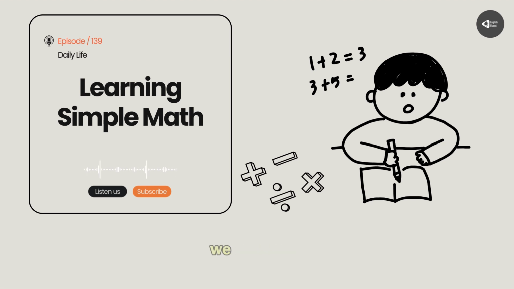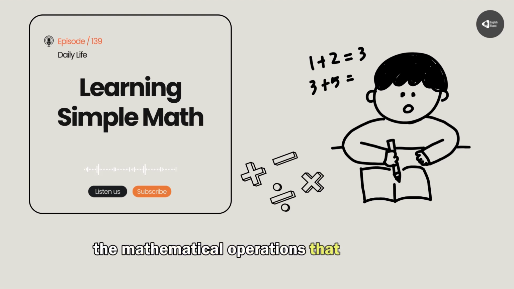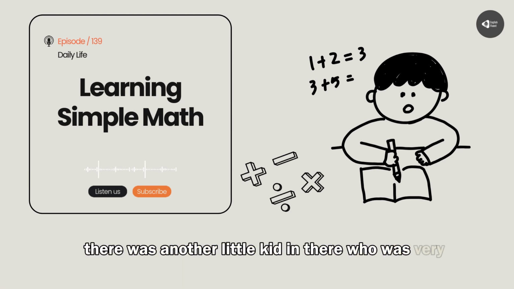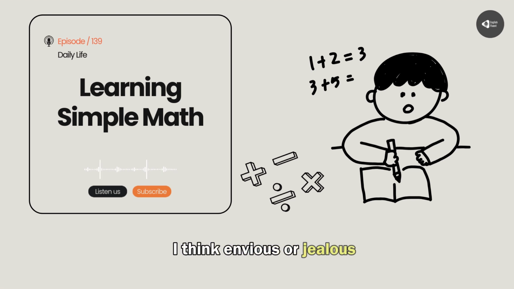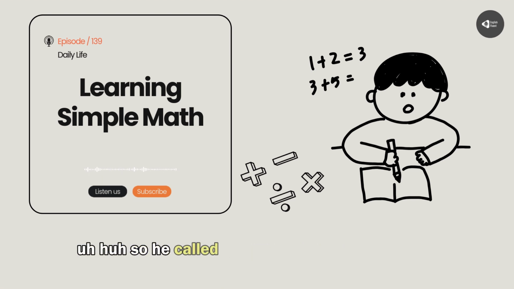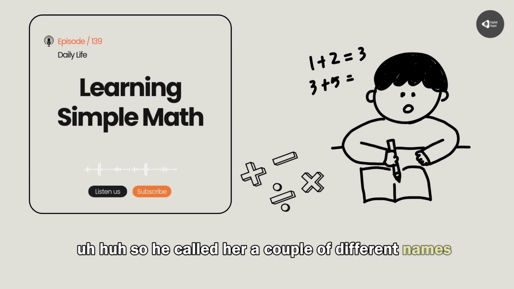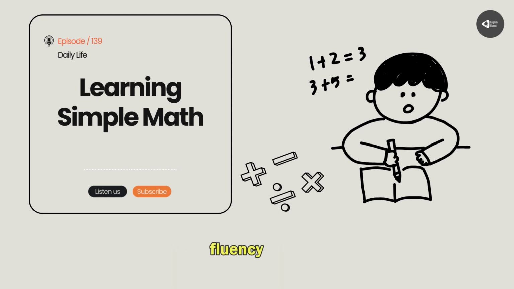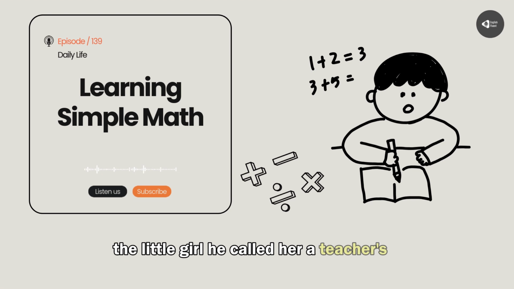Okay, so we understand the mathematical operations that we saw here. Very easy. But now there was another little kid in there who was very, I think, envious or jealous. Tommy, right? So he called her a couple of different names. Well, let's look at those now in Fluency Builder. The first one that he called Crystal, the little girl, he called her a teacher's pet.